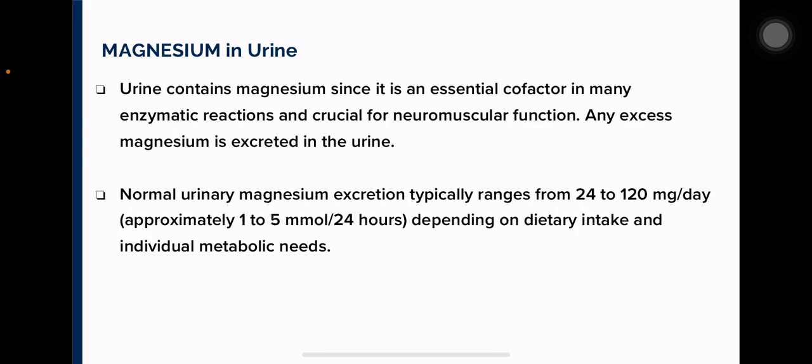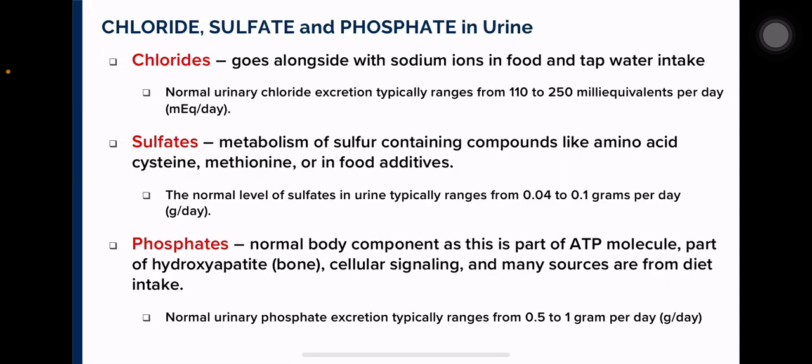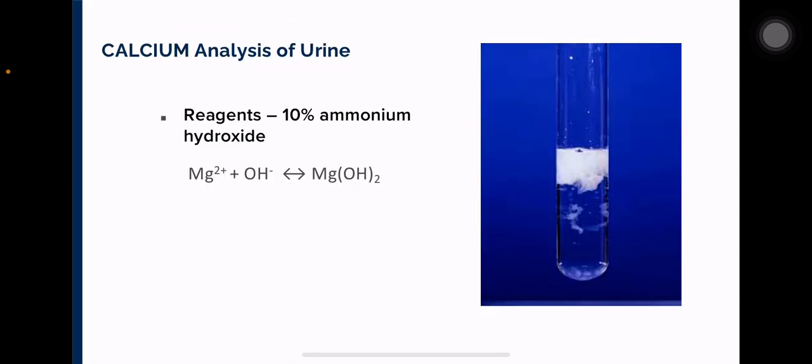Next, we have magnesium. Magnesium is essential for enzyme function and neuromuscular activity. So the body excretes any excess through urine. The normal levels range from 24 to 120 milligrams per day. For analysis, ammonium hydroxide is used to precipitate magnesium as magnesium hydroxide. Low or high levels can relate to metabolic status or kidney function. The reagent used for magnesium is 10% ammonium hydroxide.